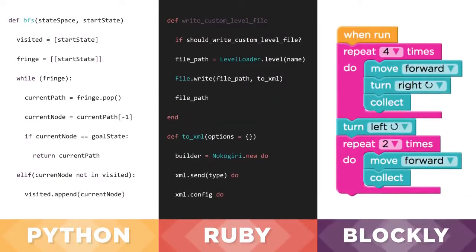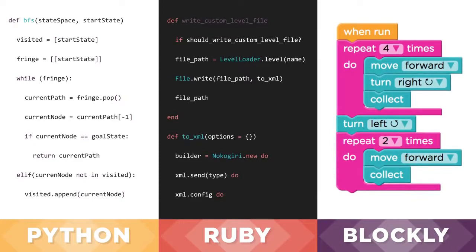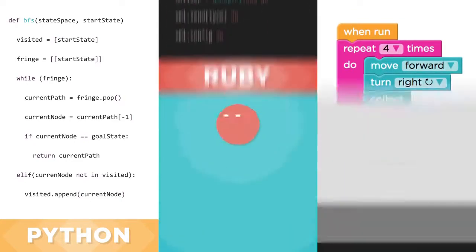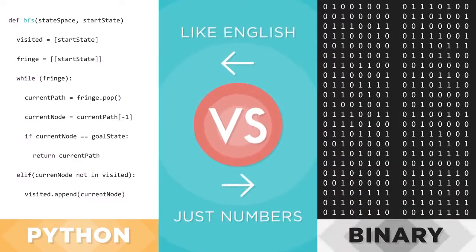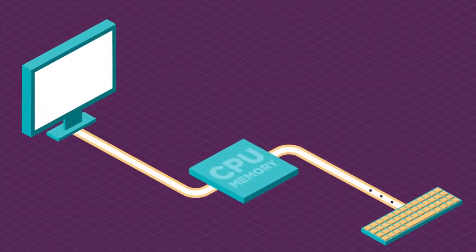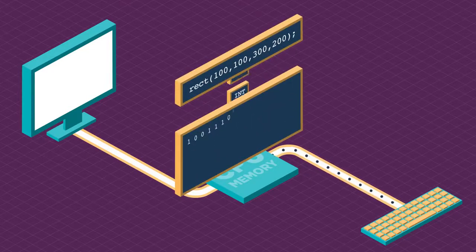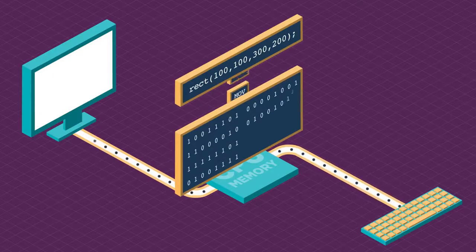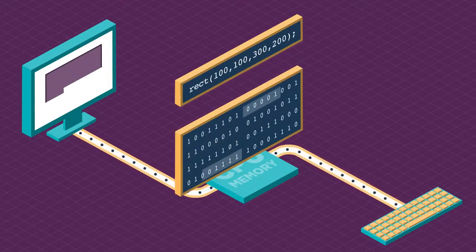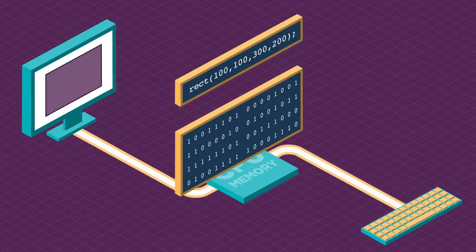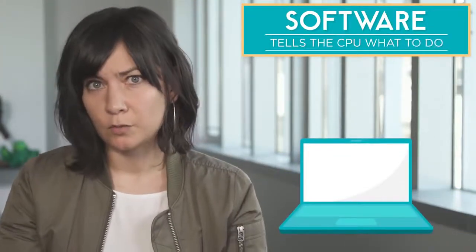Programming languages like these let you type in commands in something that looks a lot like English. To draw a rectangle on the screen, you just need a single command. This high-level command is converted into hundreds or thousands of simpler binary commands that the CPU understands. Software tells the CPU what to do.